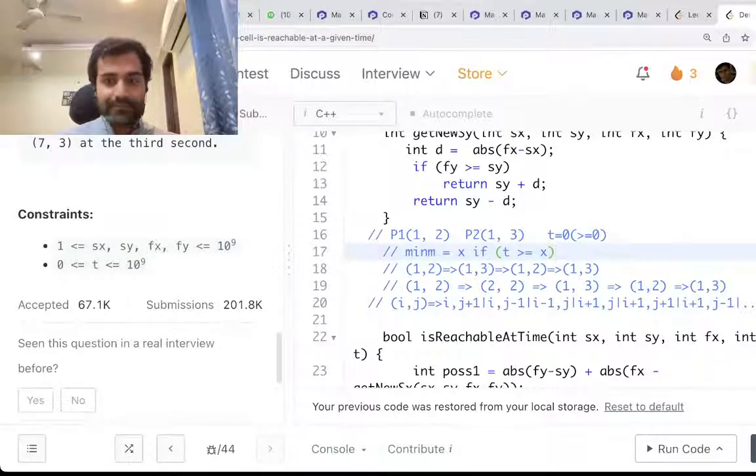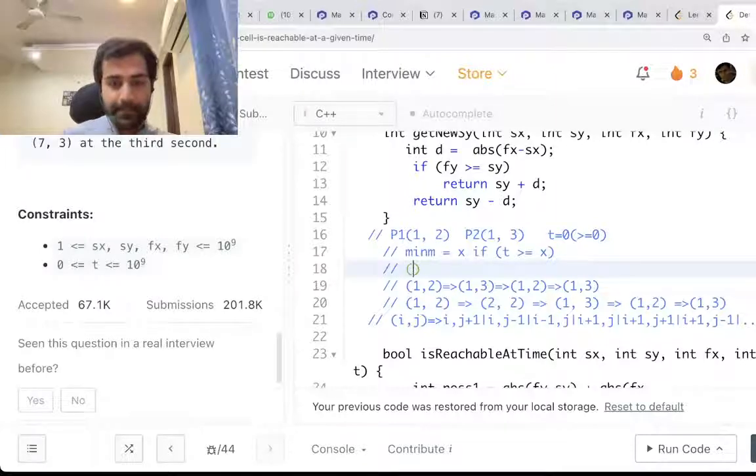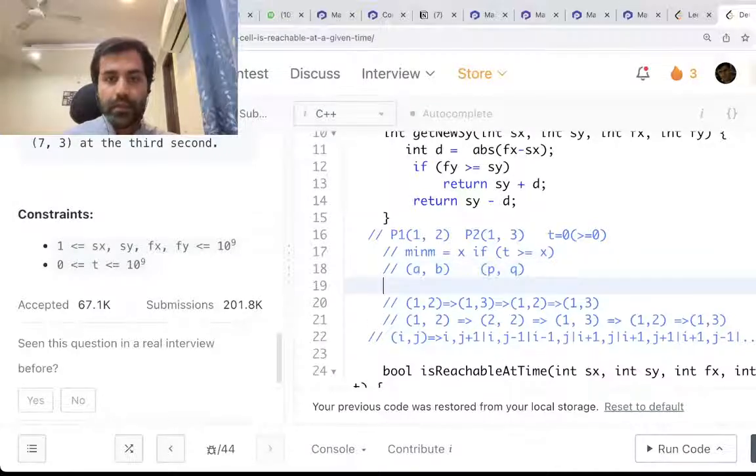So let's say your first point is a comma b, and from a comma b you have to reach p comma q. Now you made so many transitions to reach from a comma b to p comma q. Let's say the minimum number of transitions was x, so you made x transitions, and after making those you were able to reach p comma q.